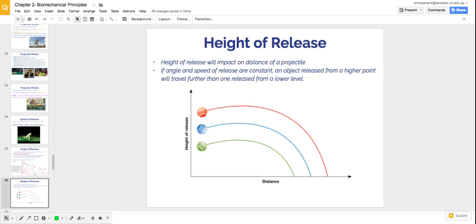We look at height of release. If you compare 3 different people, and their angle and speed of release are the same, so if you release these three different balls and they have the same angle and speed of release, then an object released from a higher point will travel further. So that is why sometimes, if we're using the exact same speed and we have a taller person, they'll be able to throw it further.